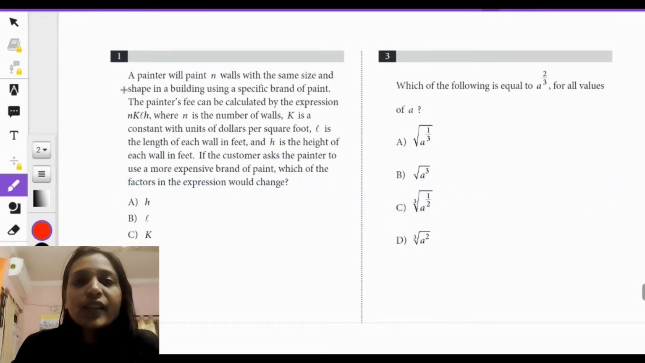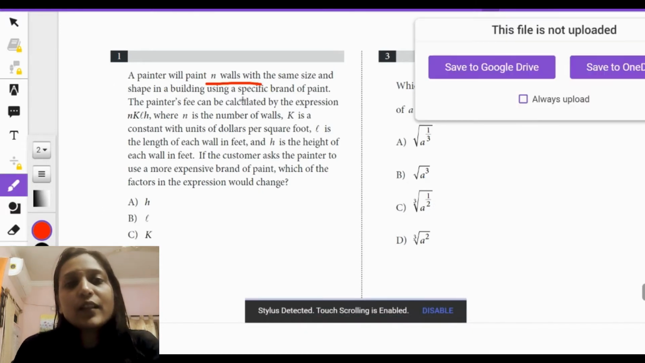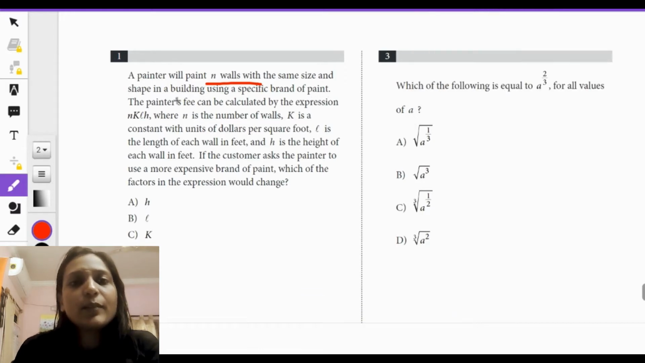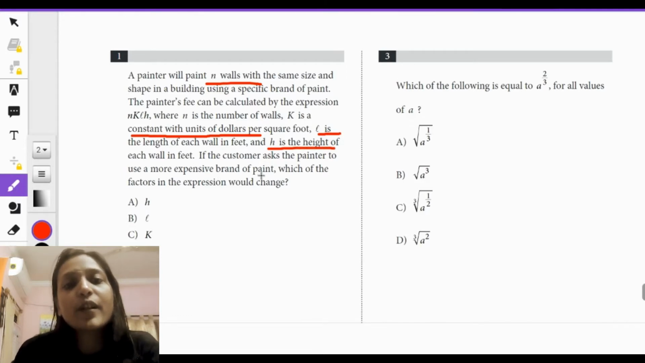The first question is a painter will paint n walls with the same size in a building using a specific brand of paint, and the painter's fee can be calculated by the expression nkLH, where n is the number of walls, k is the constant with units of dollars per square feet, L is the length of each wall, H is the height of the wall. If the customer asks the painter to use an expensive brand of paint, which of these factors would change?